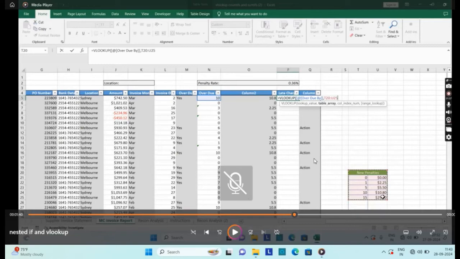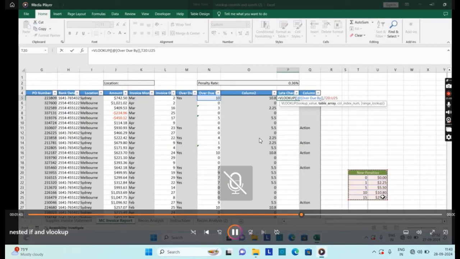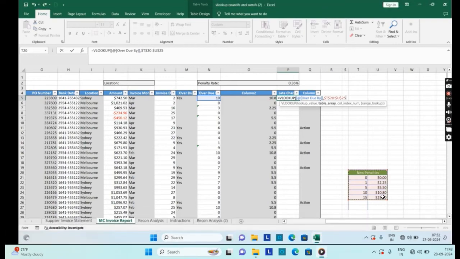Here I'm using vlookup again, and this is what my formula looks like. It is equal to vlookup. The first thing it will ask is what is it you are interested in looking at? So I am interested in looking at this overdue by. For example, here it is 10 days, 3 days, 6 days, 4 days, 1 day, like that. Then second, it will ask where is your data set? So my data set here is T20 to U25. Then I will freeze this T20 to U25 so that I will not face the problem related to referencing.